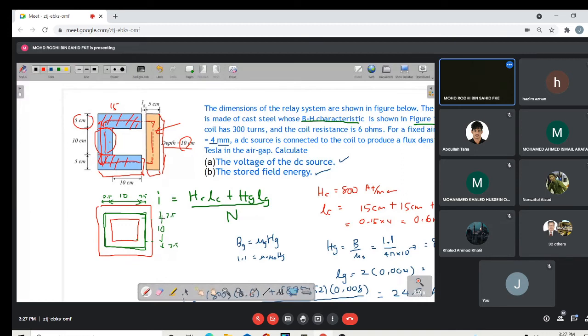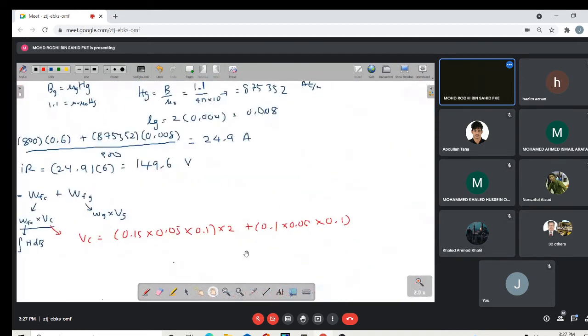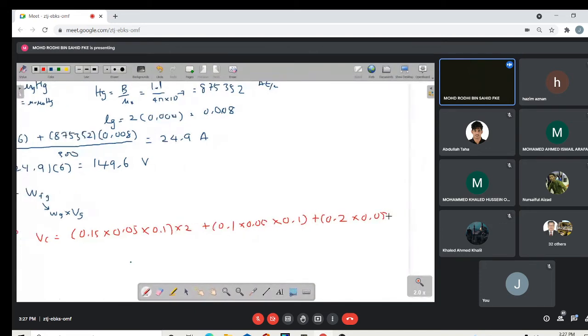5 multiply with 10 plus 5 plus 5 is equal to 20. 20 multiply with 10. 20 centimeter is 0.2 meter. Multiply with the 0.05. And then multiply with the depth, which is 0.1. Okay, help me calculate this. 0.15 multiply with 0.05 multiply with 0.1.